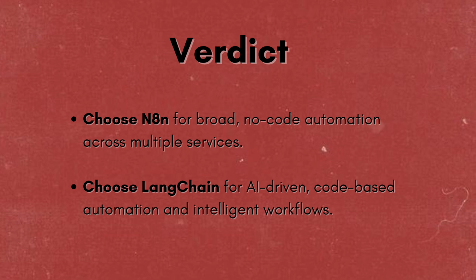So the summary is, you can choose N8n for broad, no-code automation across multiple services. Now you can also choose Langchain for AI-driven, code-based automation and intelligent workflows.